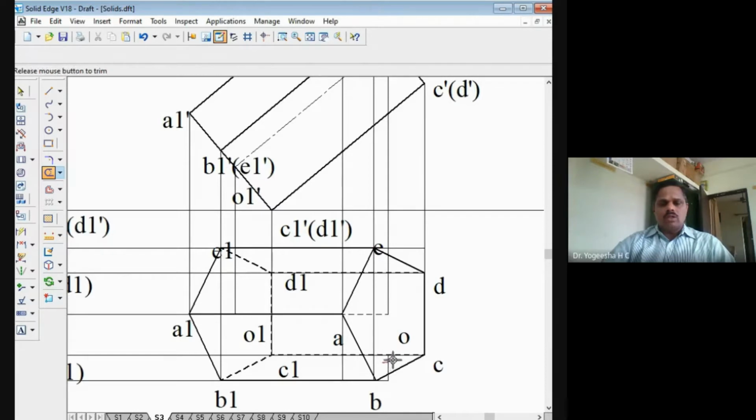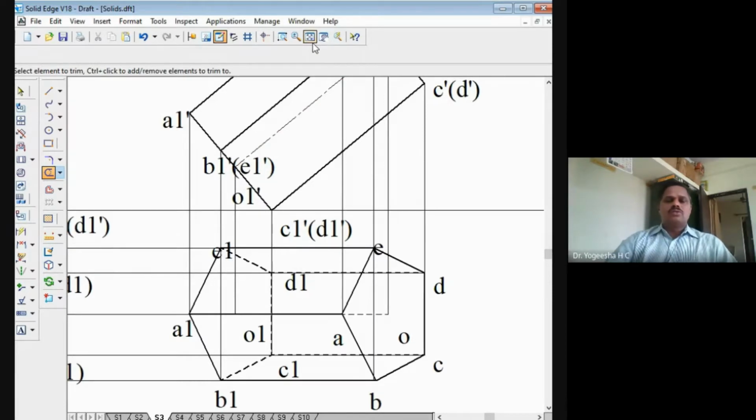You need not draw this here, so this is not required. We'll trim off. Extra lines I trimmed now. Even here also, these lines are not required. So I can trim off the extra lines like this. Here also the point E, I will mark only up to here. E is sufficient here. D we have marked. C we have marked. Everything is okay.